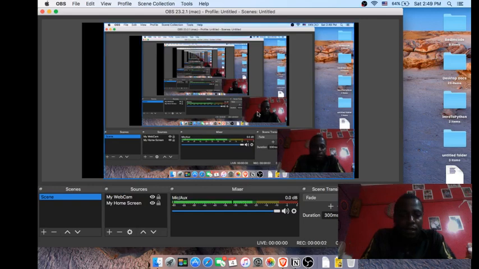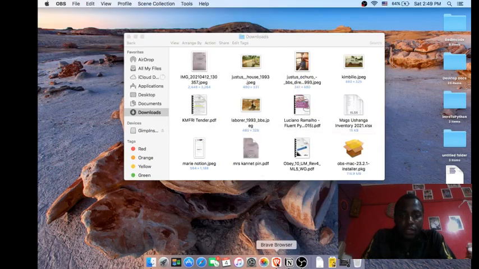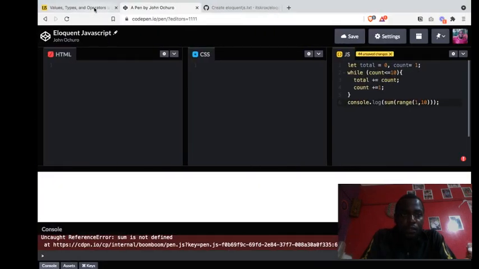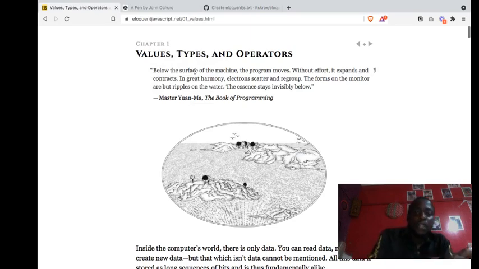All right, and what's up, man? Another exciting opportunity to just jump back into this. So now we're jumping into chapter 1 of Eloquent JavaScript. Read along. We're going to be reading along this project today.